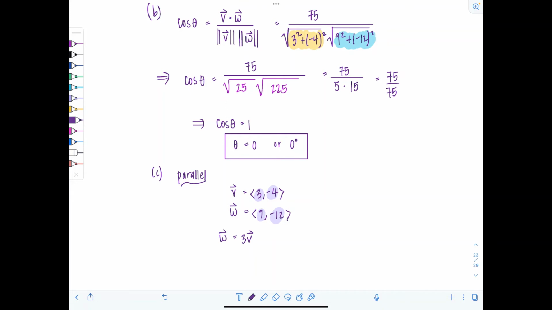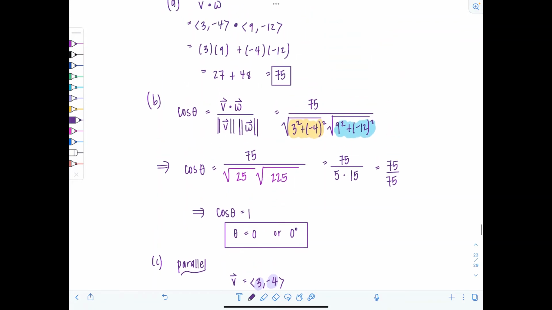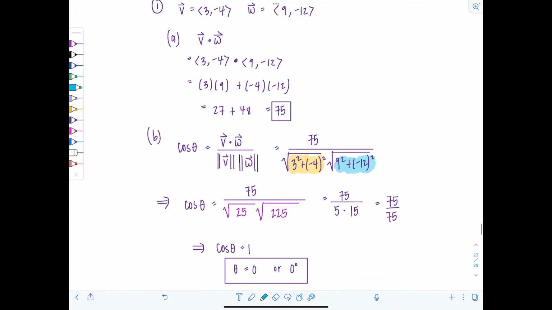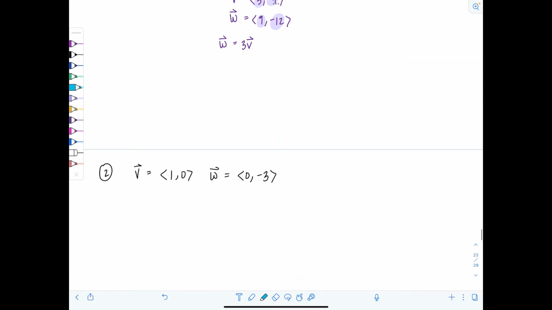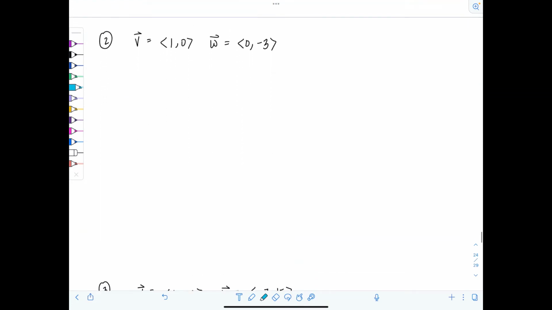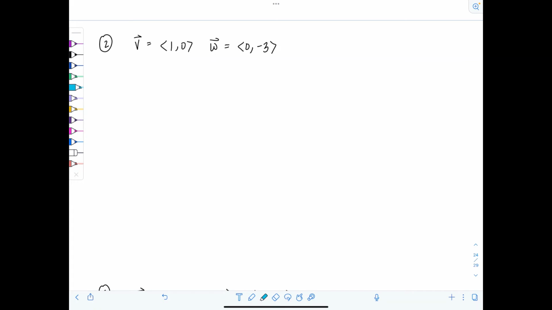All right, let's look at another example. There was part 2 here. Do you see it? Yes, V is I hat and W is negative 3J hat. So let's just rewrite it. Oh, look, I already did it. So V has components 1, 0, and W has components 0, negative 3.